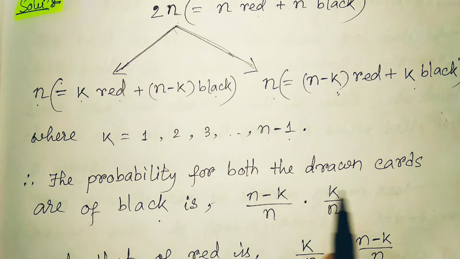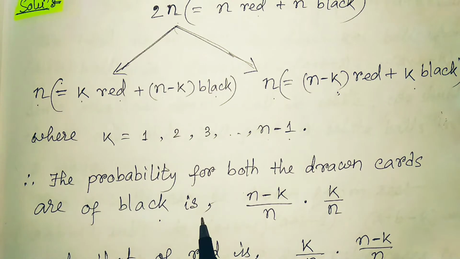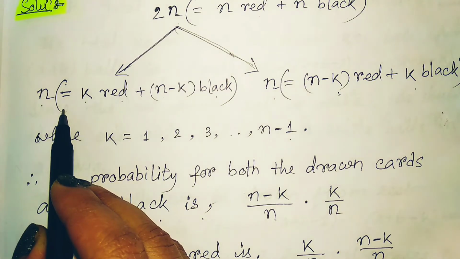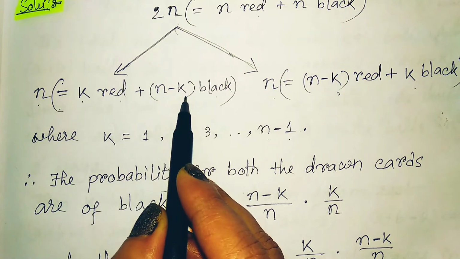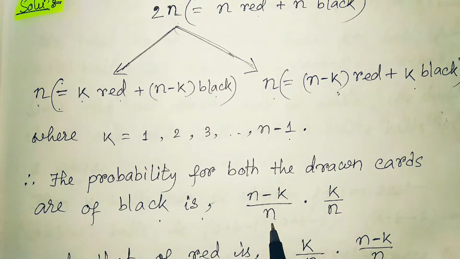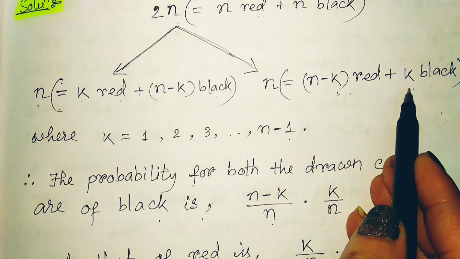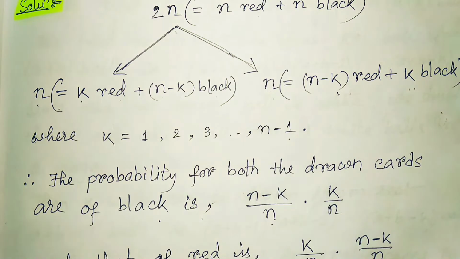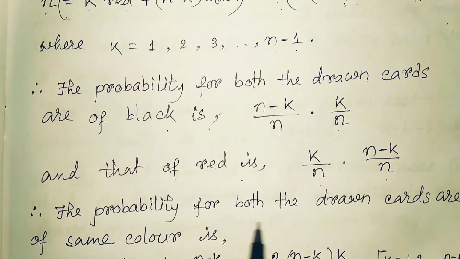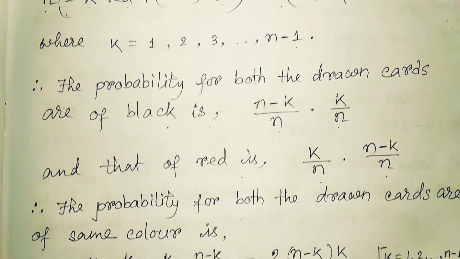So the probability that both drawn cards are black: in the first half of the cards there are n minus k black cards out of n cards, so its probability is n minus k by n, and from the second part there are k black cards out of n, so its probability is k by n. Again, for the red card, it is k by n into n minus k by n. So the probability that both the drawn cards are of the same color.